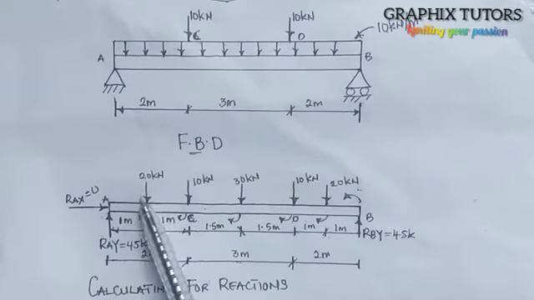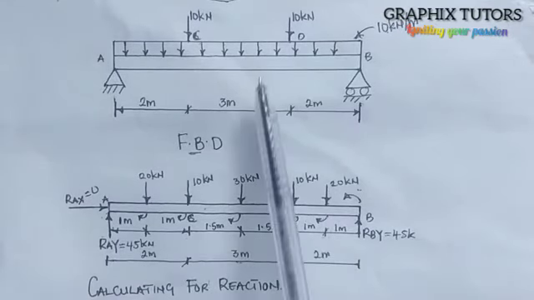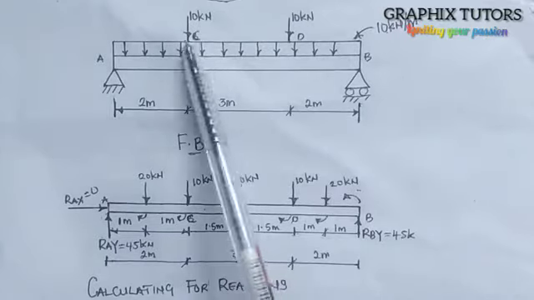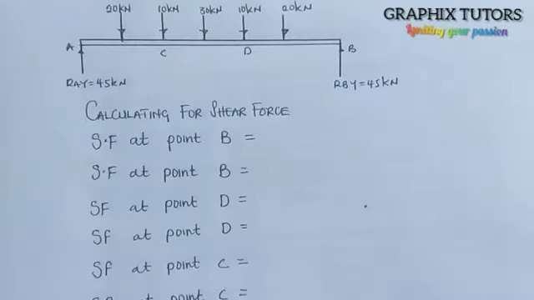So the rest of the diagram is what we inputted due to converting our UDL into point load. So we don't call all these points a point. You don't assign a point that is not given in the actual question, right? In the actual question, we only have A, B, C, and D. So that's why we're sticking with A, B, C, and D. So we have shear force at these various points.